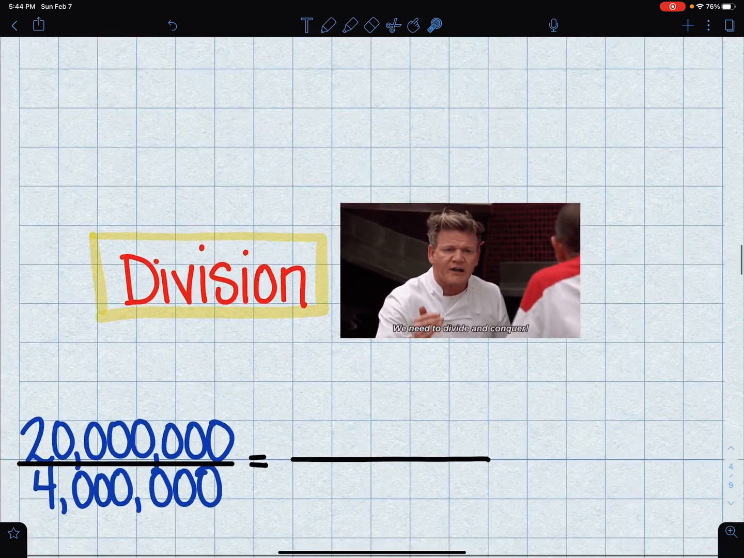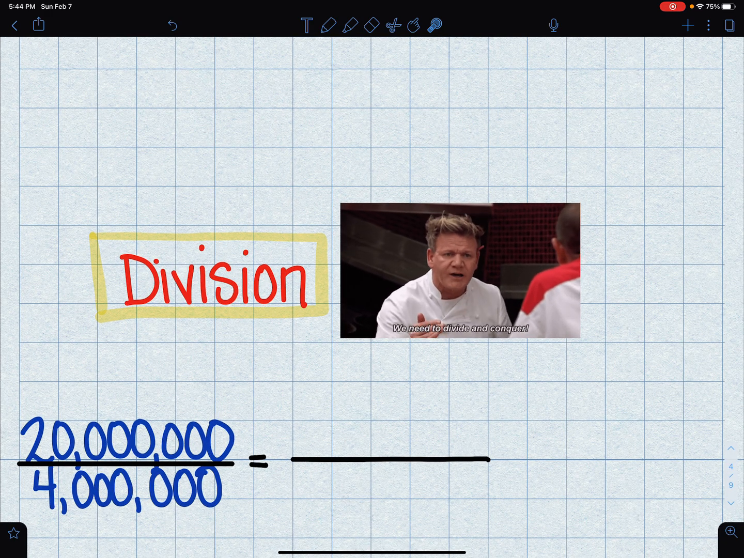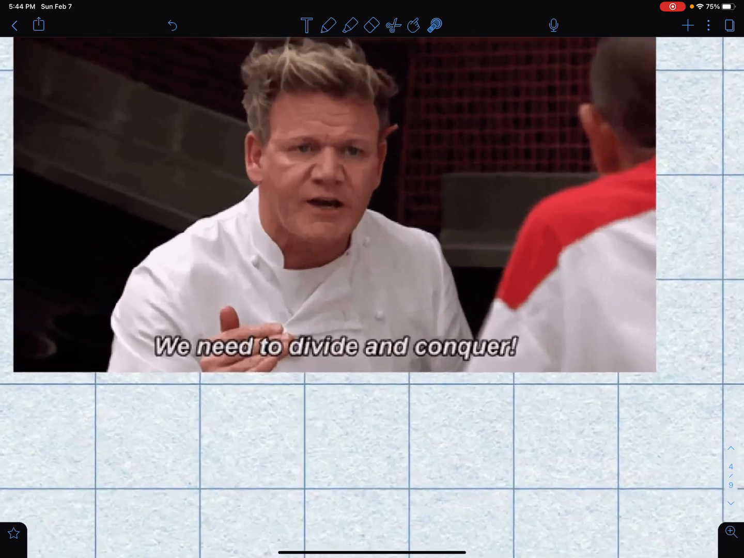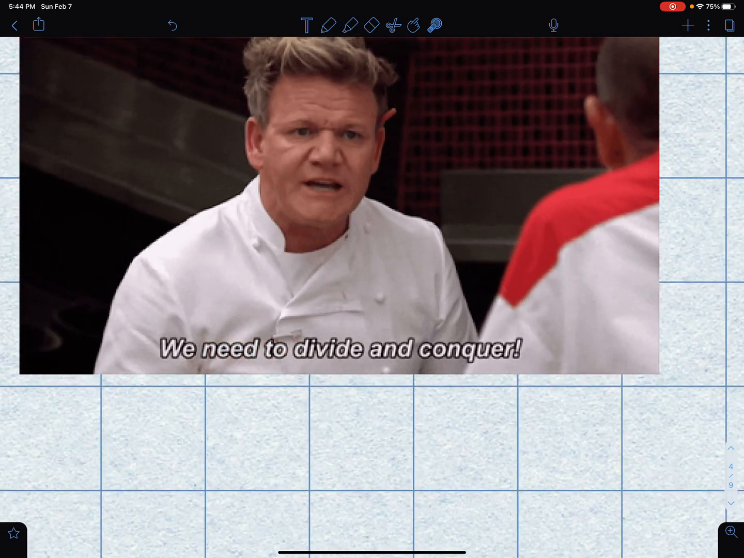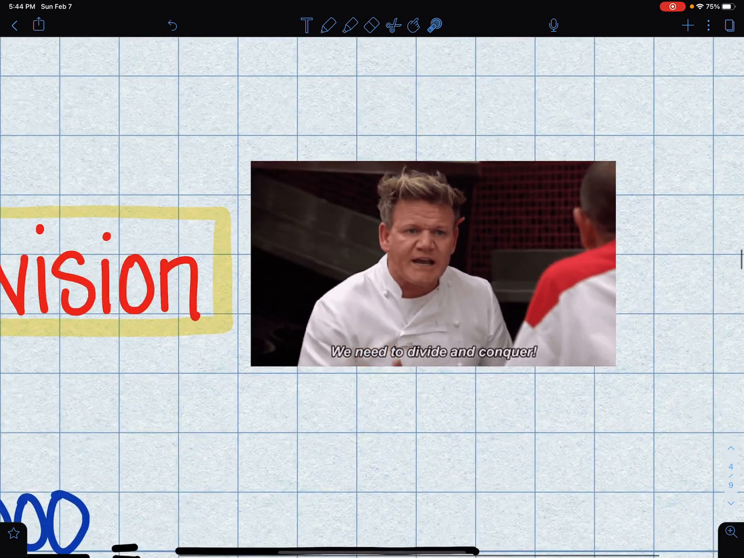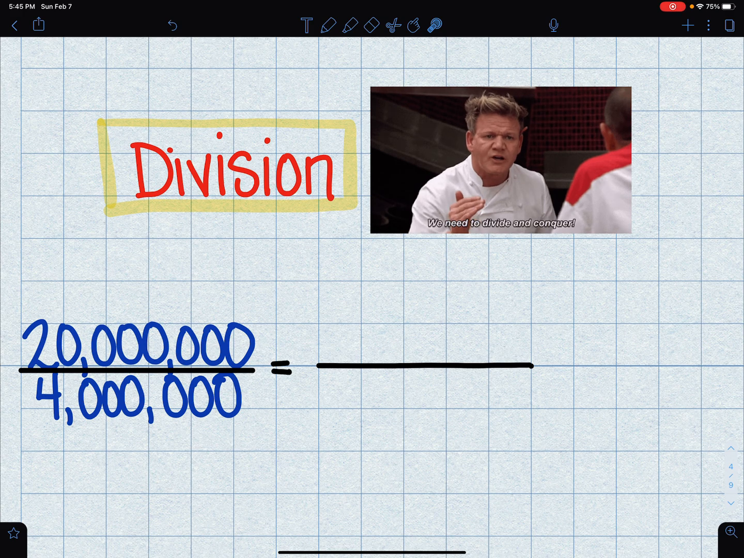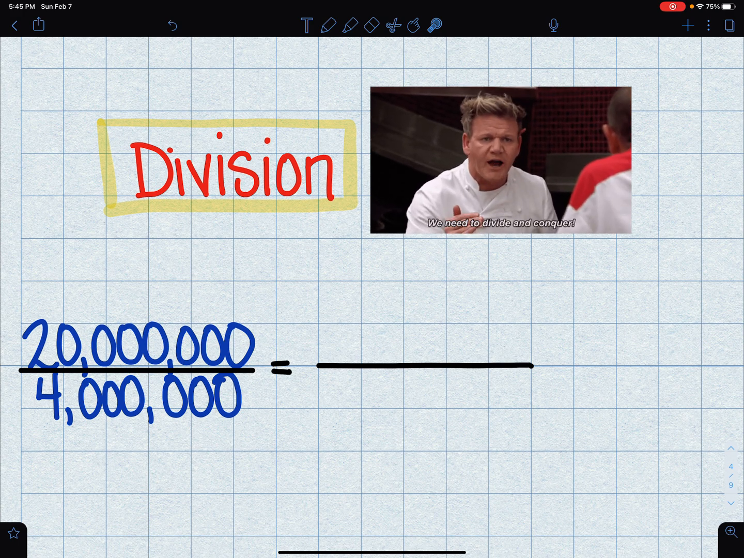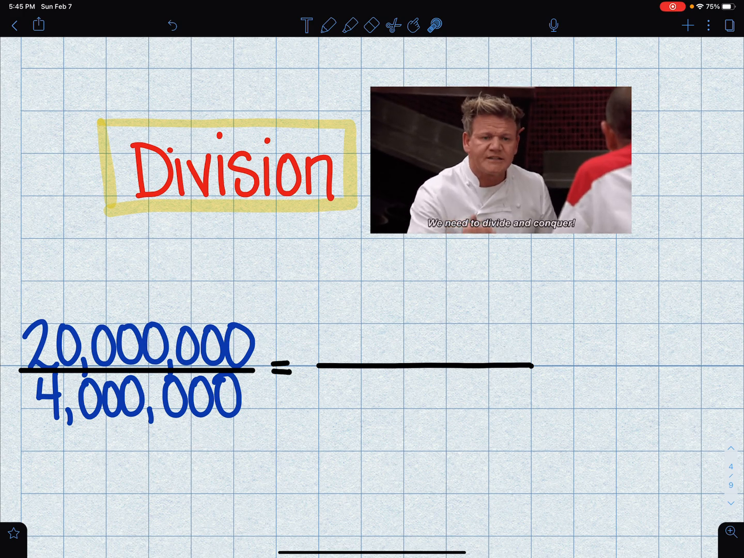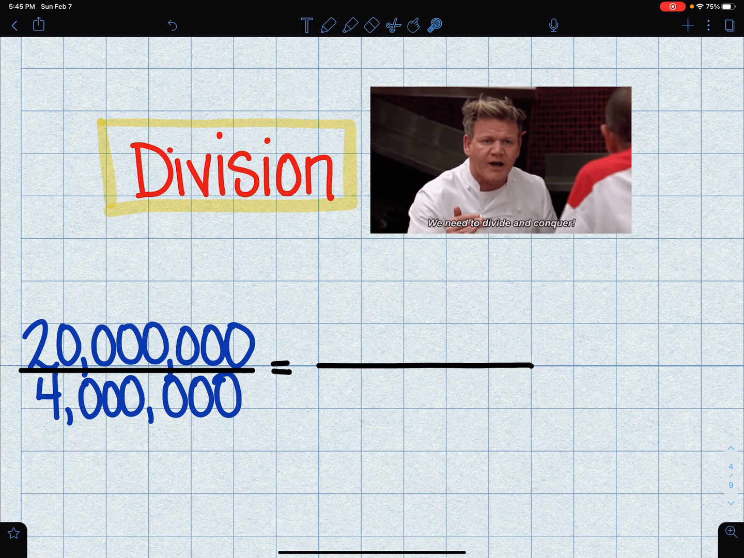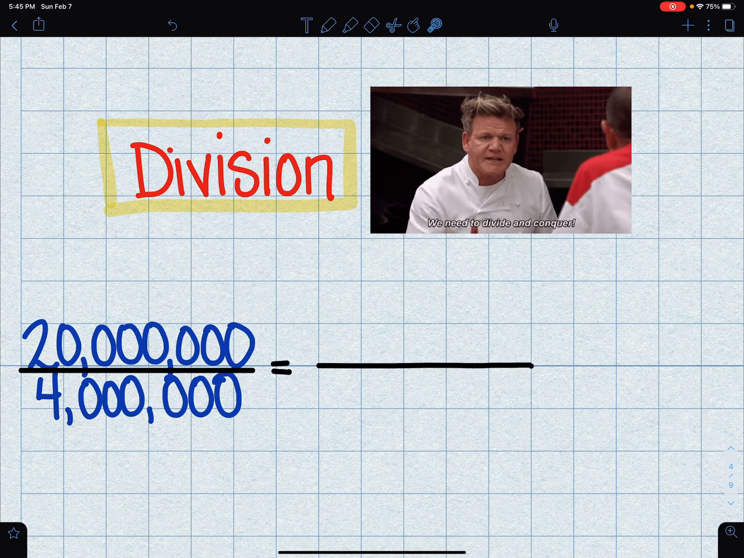Now let's talk about division. We've conquered multiplication, but now we need to divide and conquer. Ha, get it? All right, let's divide and conquer. So when we're doing division, it's a very similar process. You can write the numbers in scientific notation, and then you sort of handle the powers of 10 separately than the other numbers.